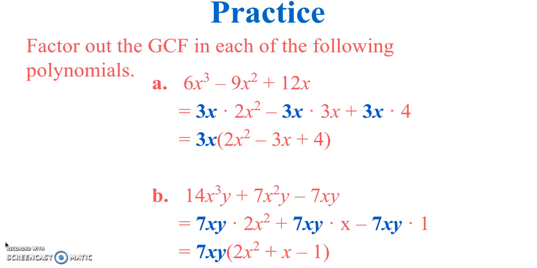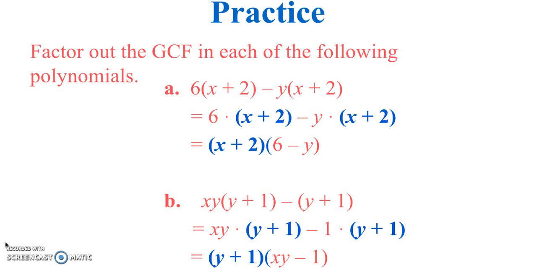On the bottom, I can do the same thing, and I look, and I'm like, in each piece, I can take out a 7xy. I do my math based on my knowledge, and I pull that to the side, and that is factoring out based on greatest common factor. Here are some more examples.